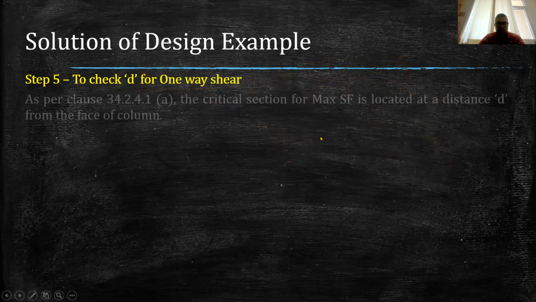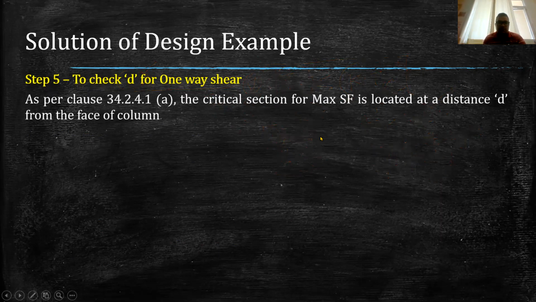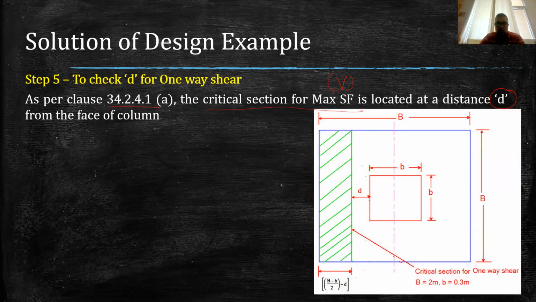Even in this clause also, it is mentioned that critical section for maximum shear force, which is the V value, which means we want to calculate V value. So for V value, critical section will be located at D distance from the face of the column. So this is what I have mentioned in the previous part also, that the critical section of the shear force will be at D distance from the face of the column.